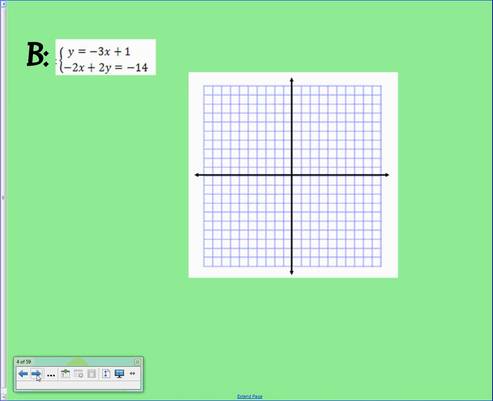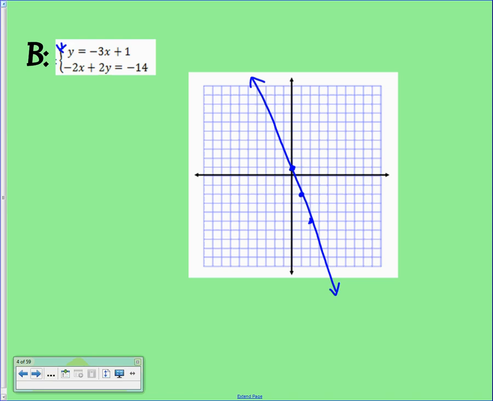So let's try another one. So example B, again I'll do my first line here in blue. So that's a y-intercept of 1. It's a slope of negative 3 over 1. So I'm going to go down 3 over 1, down 3 over 1. So here's my first line. We should be getting really good at graphing equations of lines.